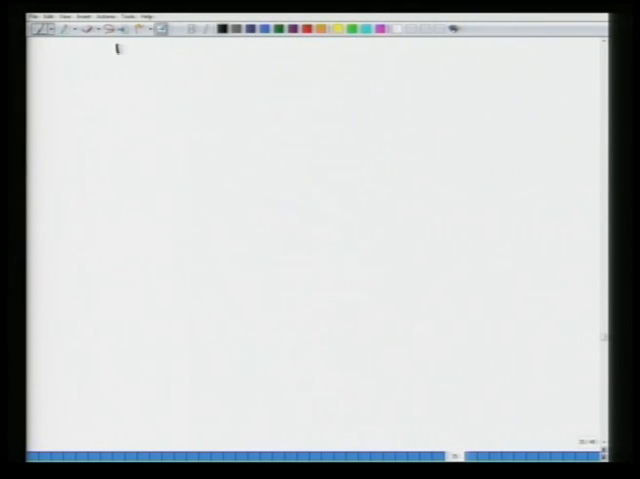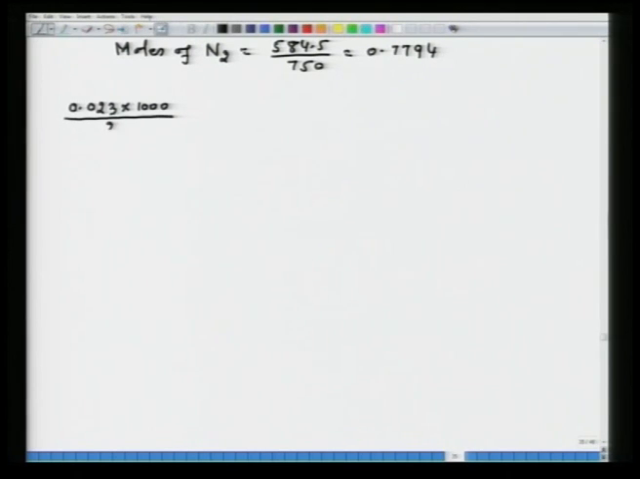Now, I can do the nitrogen balance. So, the moles of nitrogen in moist air now would be 584.5 upon 750, that will be 0.7794. So, I am just writing down the value, say 0.023 into 1000 upon 28 plus 0.7794 Z. It is not 0.79 because 0.79 is the fraction of nitrogen in dry air. So, this is in the moist air.